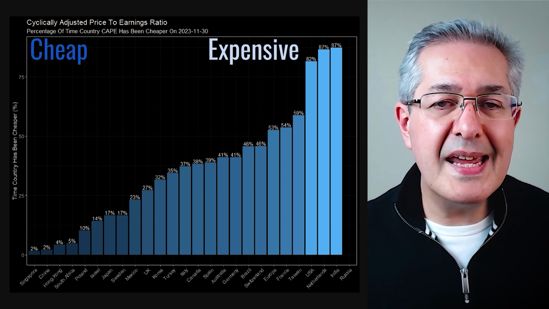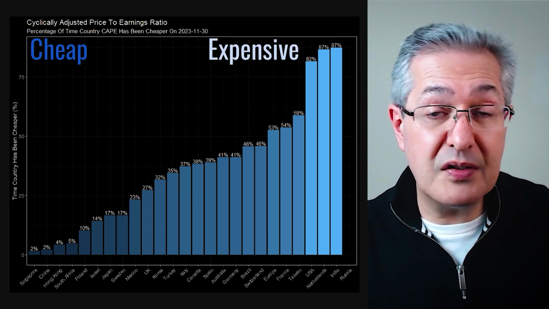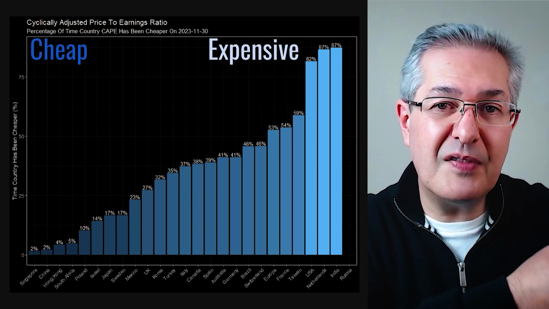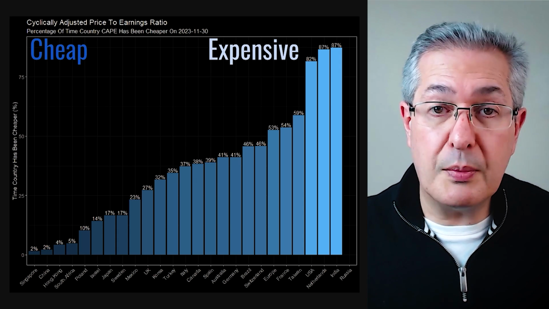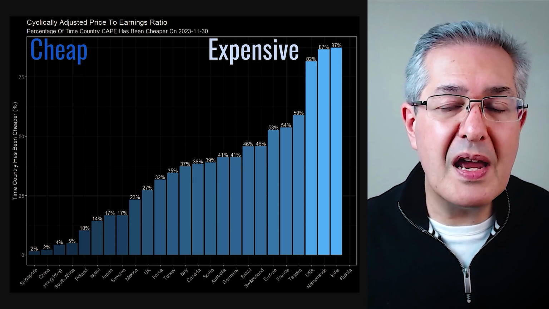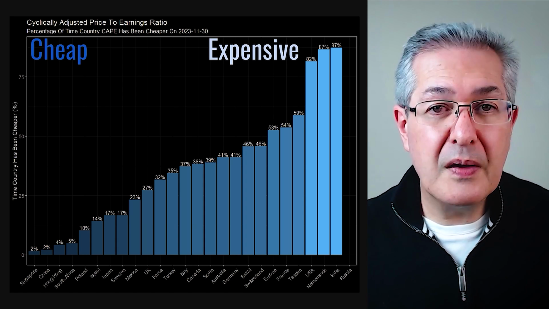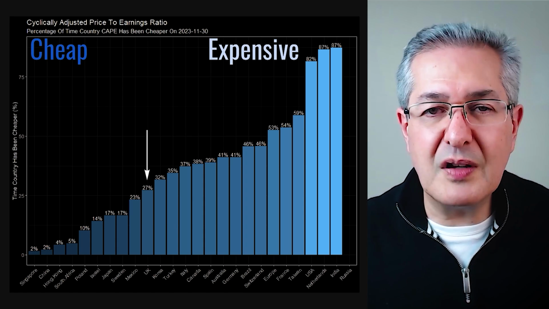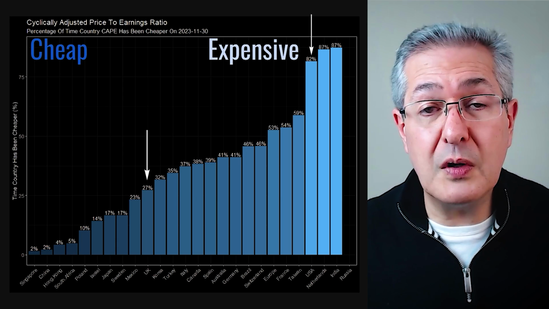So what we're looking at here is a cyclically adjusted price to earnings multiple. This is the price of the index divided by the profits generated over the previous decade, and this is the measure produced by Robert Shiller. And here what we can do is compare across different countries. Now, some countries are typically very cheap, others are typically very expensive. For example, the UK is typically cheaper than the US, and that's been true for a long time.